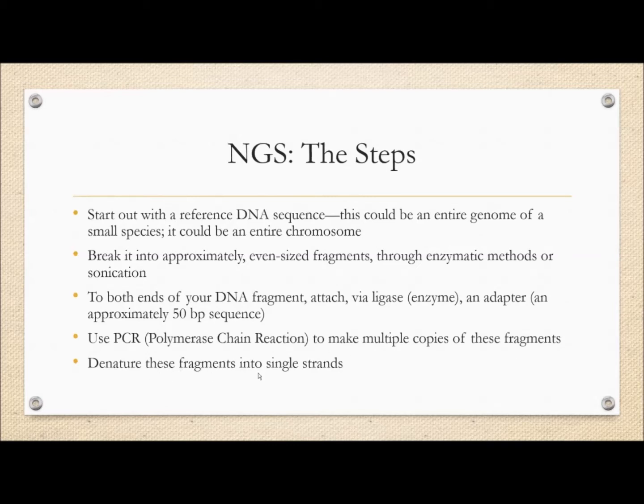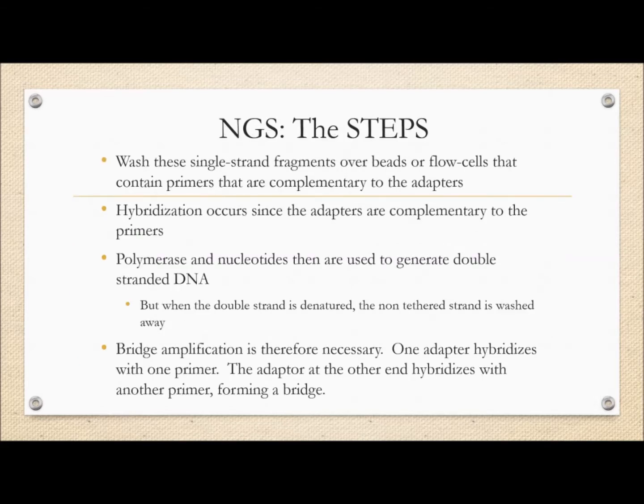And then you denature these fragments into single strands. That is, you take the double-stranded DNA and convert it into single-stranded DNA. So continuing the steps, you wash these single-strand fragments over beads or flow cells. The Illumina method involves flow cells that contain primers that are complementary to the adapters.